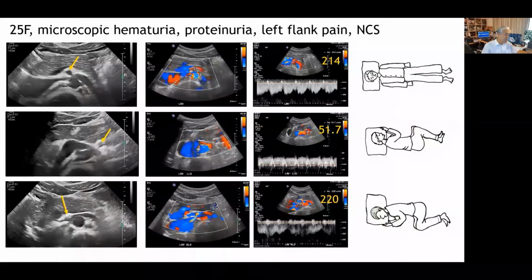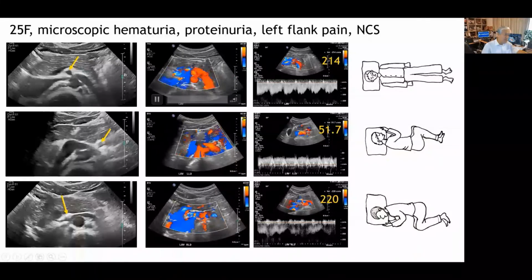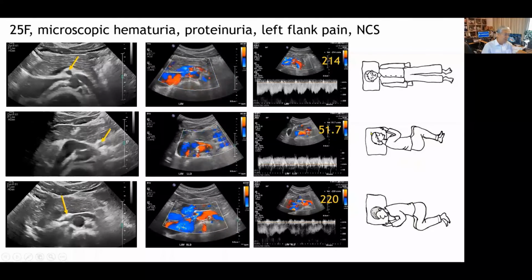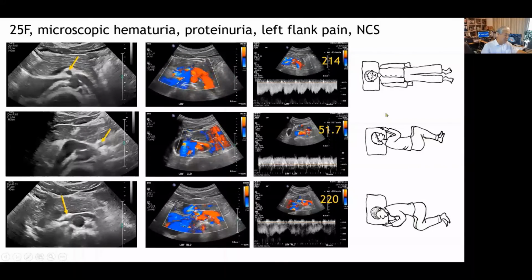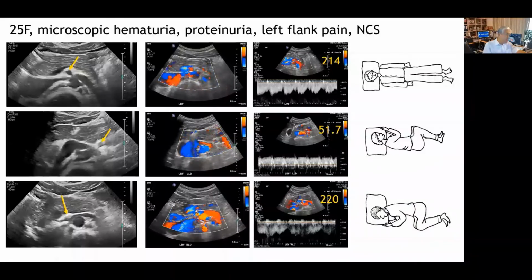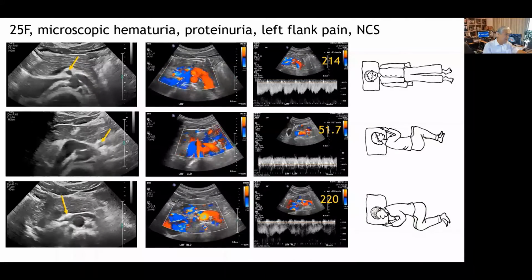nutcracker syndrome and about the changes of the Doppler findings with different postures, and recommended her to change her sleeping posture from right lateral decubitus to left lateral decubitus. And she came back to my clinic 1 week later with a bright smiling face and told me that her left flank pain disappeared. This case well illustrates the ability of well-performed Doppler ultrasound examination in the diagnosis and the management of the patient with nutcracker syndrome.